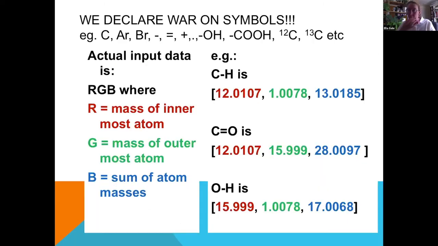Okay. Now I mentioned earlier that symbols were quite hard for neural networks. So I declared war on symbols in this work. So there are no symbols. And instead I encode the atoms on the basis of their atomic mass. So we're using numbers. And this gives a little bit of information that's useful.